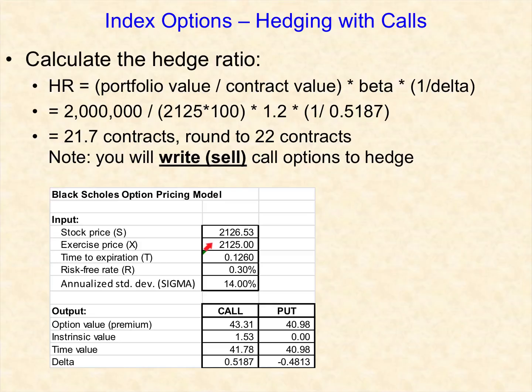I put in the index value, the option exercise price, time to expiration, risk-free rate, and standard deviation. That gave me a delta of 0.5187. Doing the math, we see that we need 21.7 option contracts. We'll round that up to 22 contracts. We are going to write call options to create our hedge.